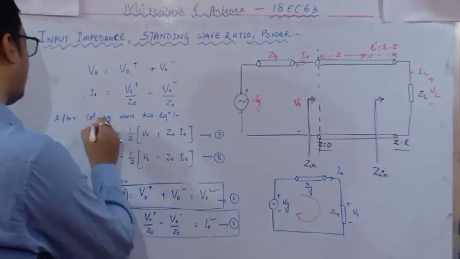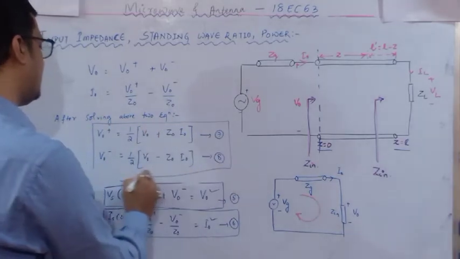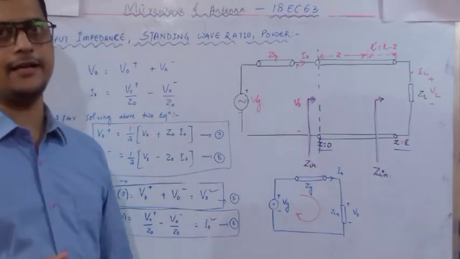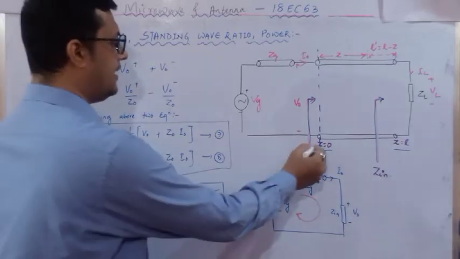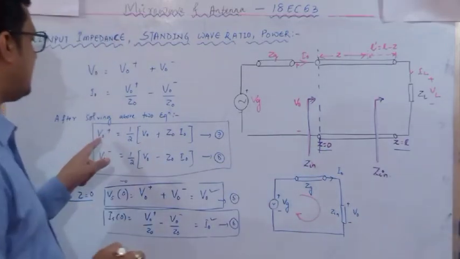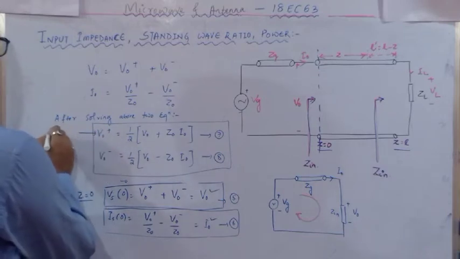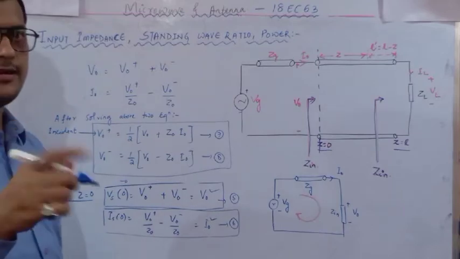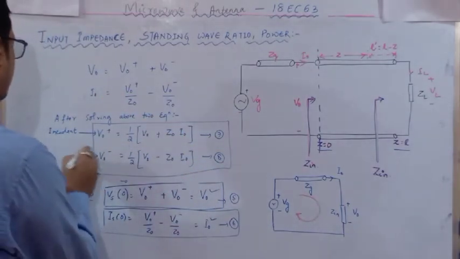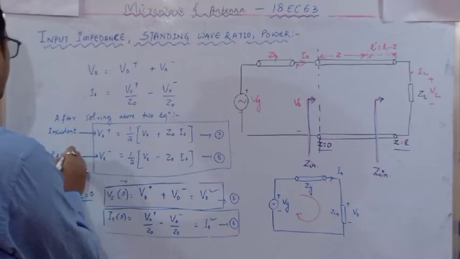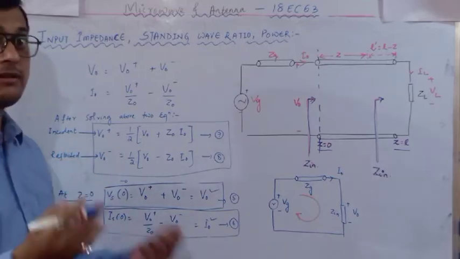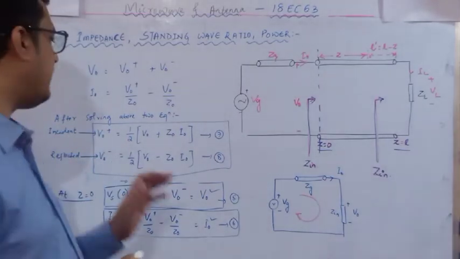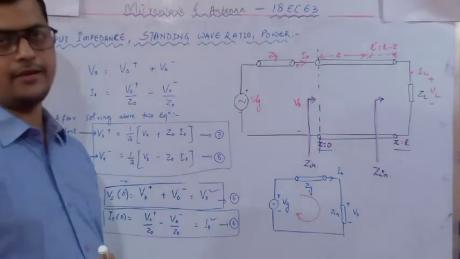These are the two equations through which the incident potential and the reflected potential can be identified, at a particular point, at z is equal to 0. So this is the incident potential. Here I will write incident; in some books this incident is also called forward, and this is called the reflected one, which is called backward. So with the help of V naught plus and V naught minus, we can easily calculate our input impedance.